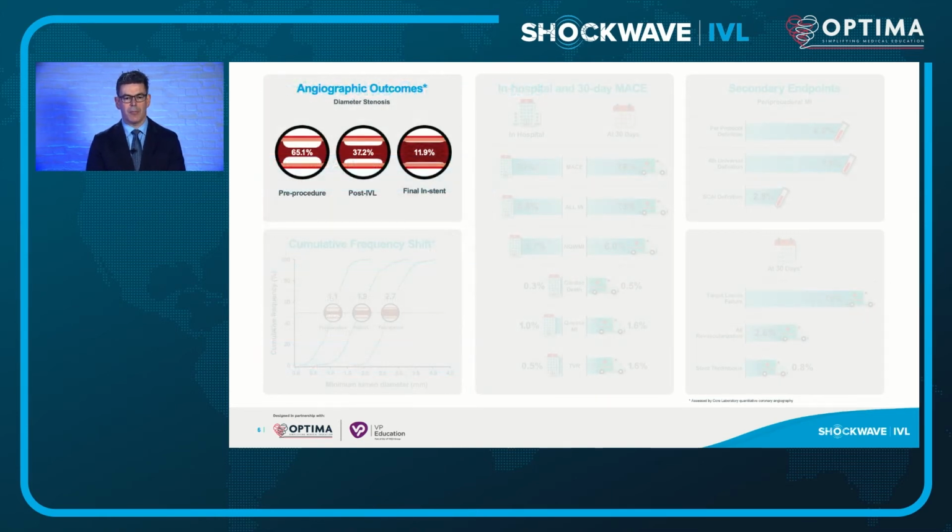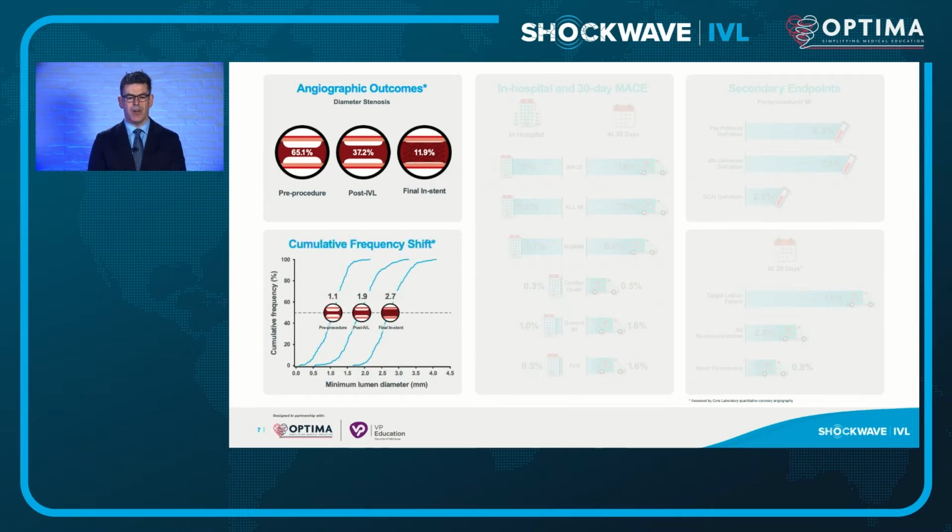Here you see a graphical representation of the angiographic outcomes with a pre-procedural stenosis of 65.1%, reducing to 37.2% with intravascular lithotripsy. So a substantial reduction in the stenosis following lithotripsy alone, and then a significant further expansion and residual stenosis of just under 12% with a final in-stent result. And here you see this cumulative frequency shift of the frequency of the stenosis versus the MLD.